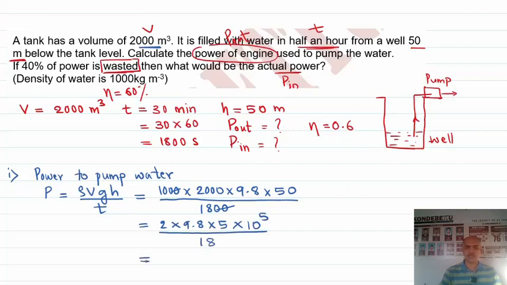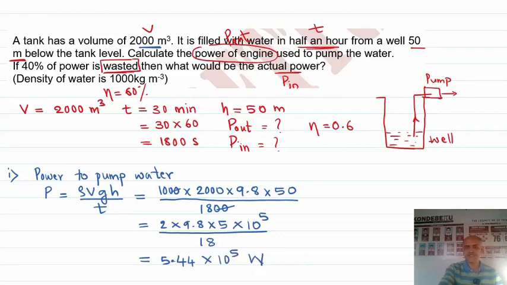Now simplify. You will have power. So 5 into 2, 10, 98 by 18, you will have 5.44. So 5.44 into 10 raised to 5 watt. So this is the power required to pump the water.